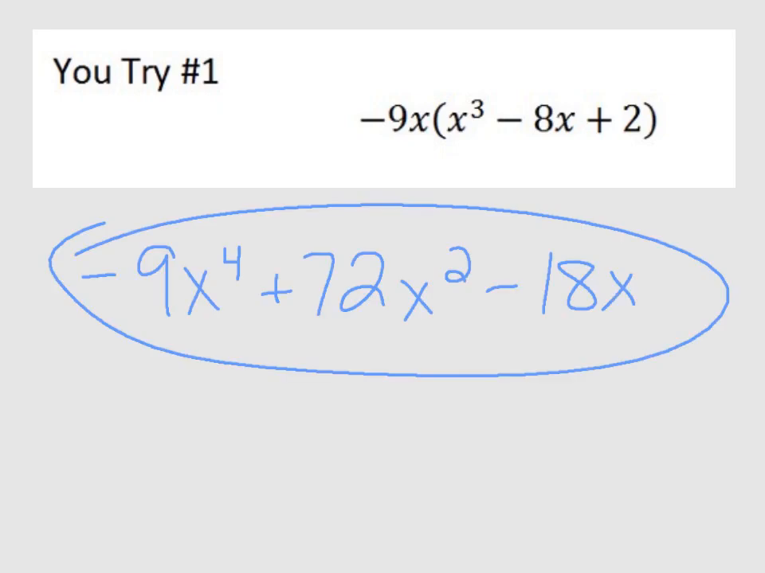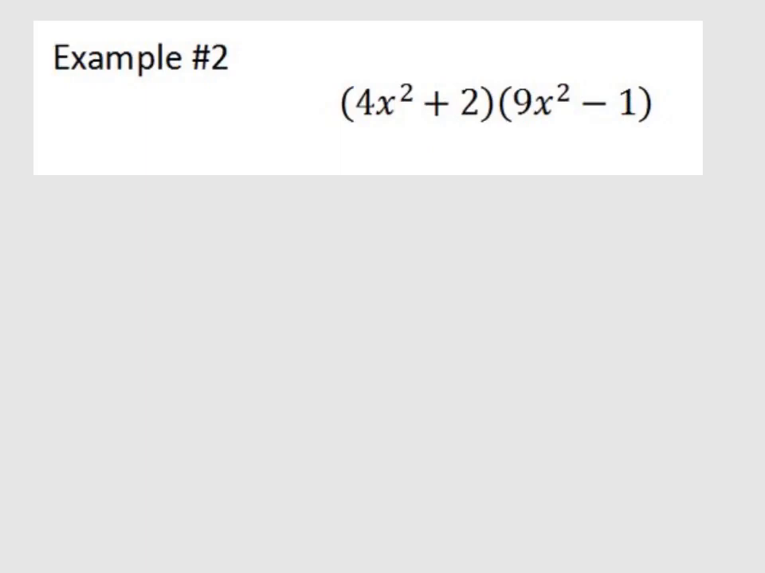Okay, our next example problem. This time we have a binomial being multiplied by another binomial. We still want to use the distributive property to help us with this problem. However, instead of just a monomial, we have a binomial, which means each term is going to have to be distributed. Sometimes I like to call this double distributing because we're going to distribute both of the terms.